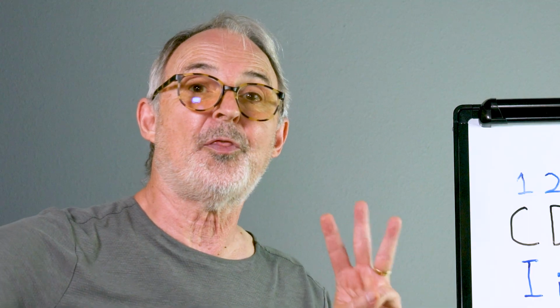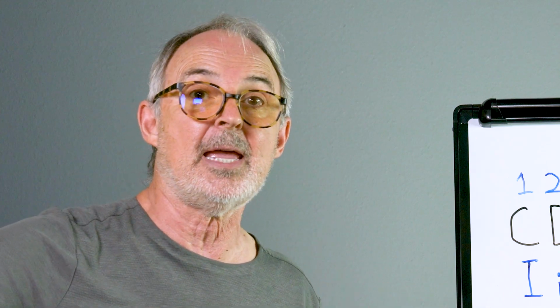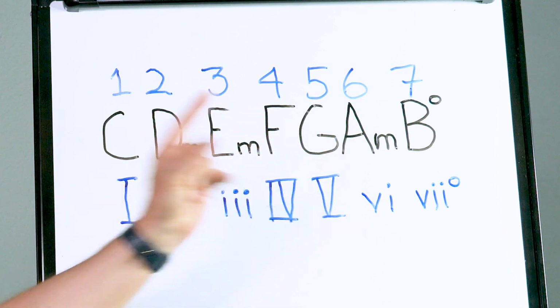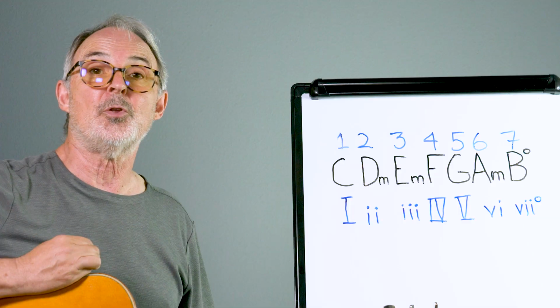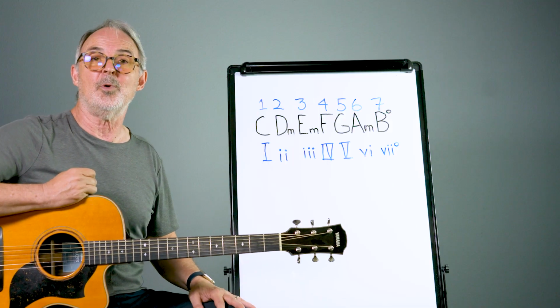There are also 3 minor chords. And again, we're just using notes out of the C scale. So the D minor chord, the E minor chord, and the A minor chord. That's the 2, 3, and 6 chord. So you probably realized what I'm doing.